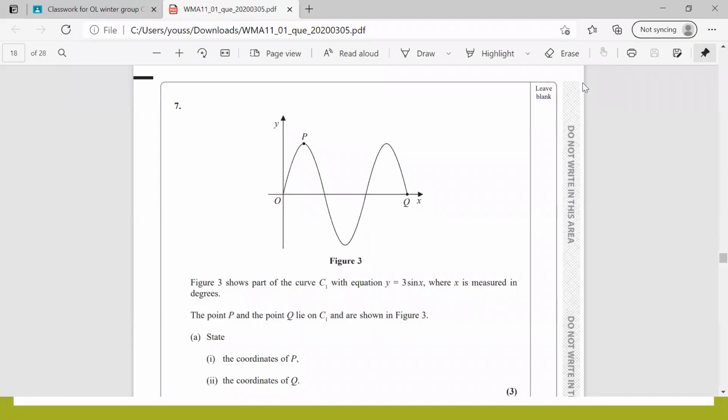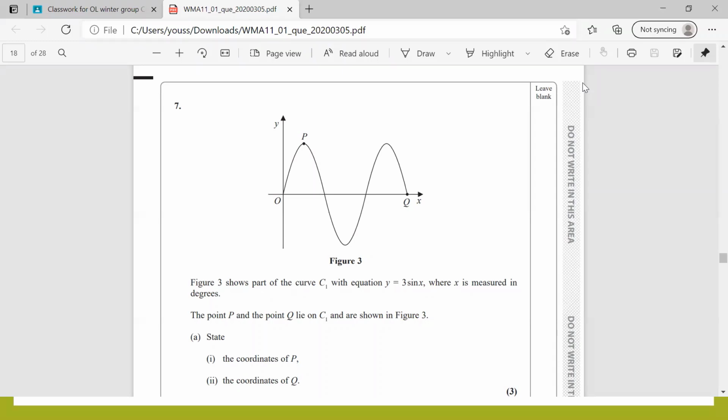We can see here in this question, question 7, in a past paper, it says figure 3 shows part of the curve C1 of the equation y equals 3 sine theta where x is measured in degrees. So as you see here, it's mentioned y equals 3 sine theta. So 3 is multiplied by the trigonometric function. So it means we have a vertical stretch, which means you will multiply all the y coordinates by 3.